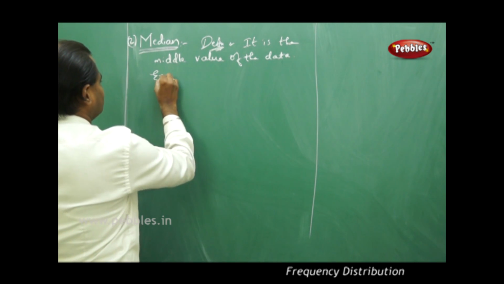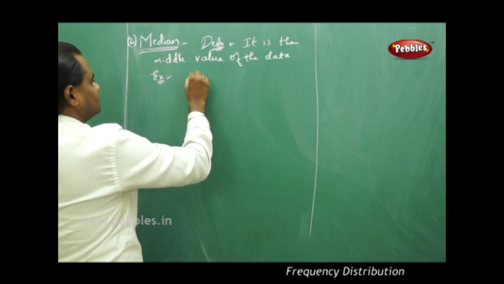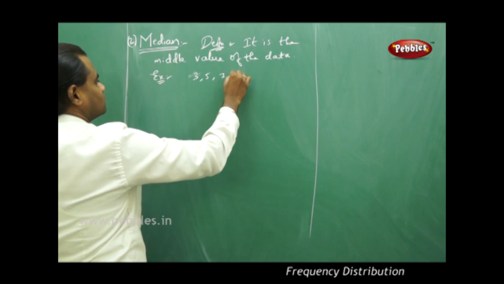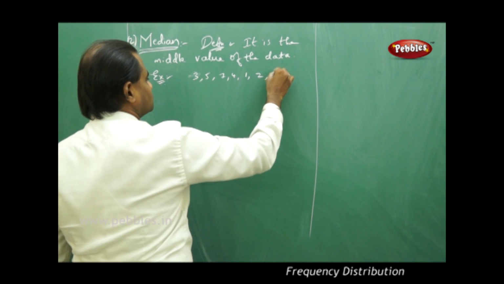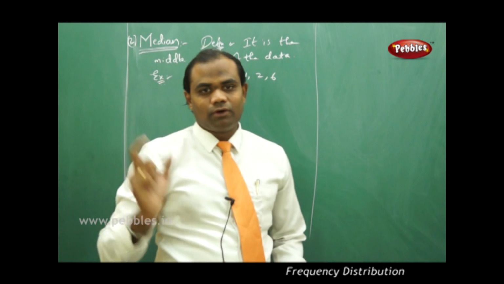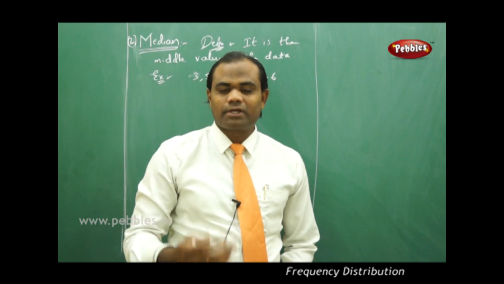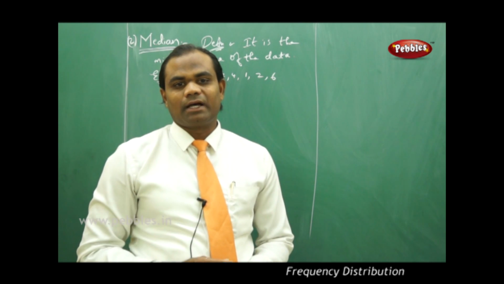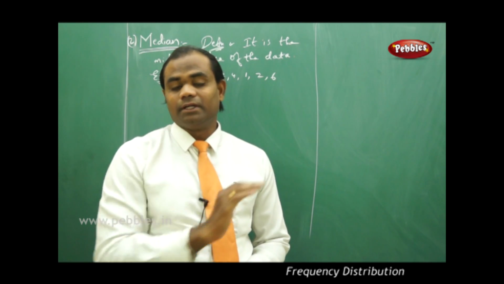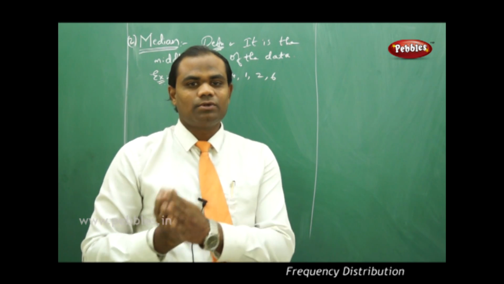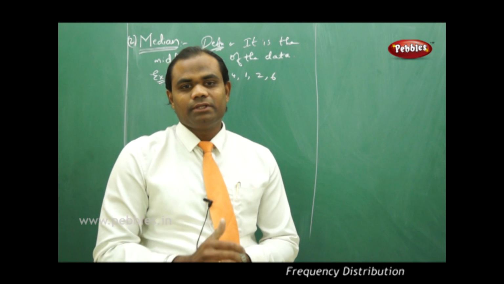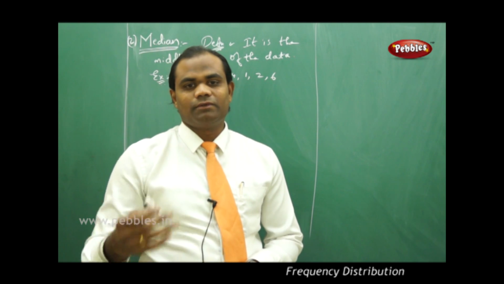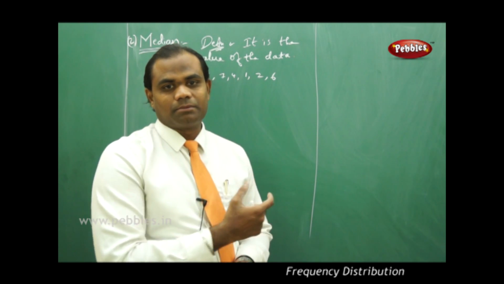So it is the middle value of the data. For example, if I take the data as 3, 5, 7, 4, 1, 2, 6. Now the first and foremost thing when you want to calculate the median is to identify the data in a sequential order. Either ascending order or descending order, the data starting from lowest to highest or highest to lowest. Putting the data in order is very important before we calculate the median, or else the whole value obtained through the middle value concept would be wrong.